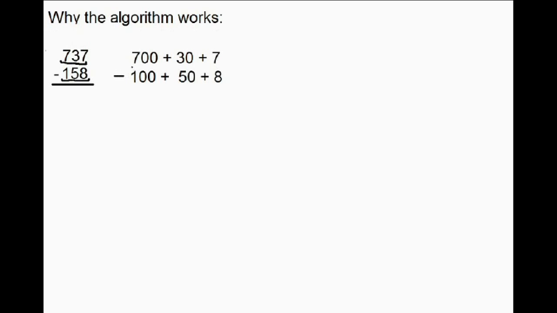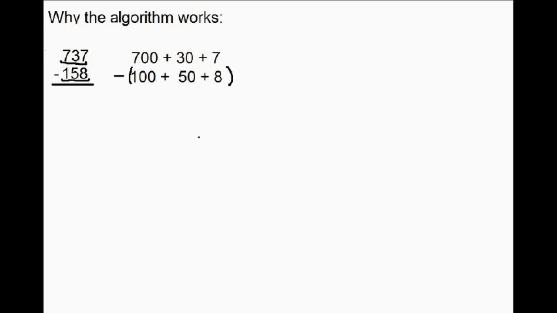So I'm going to put subtraction, but I'm also going to put this bottom number in brackets so that we know when we're starting with the ones, we're taking 7 and we're subtracting 8. And then similarly, we have 30 and we're subtracting 50. So that's why I put those brackets there.